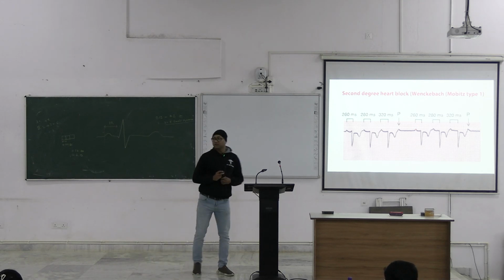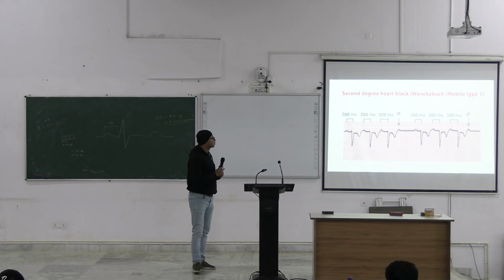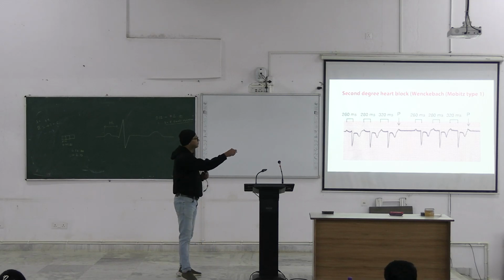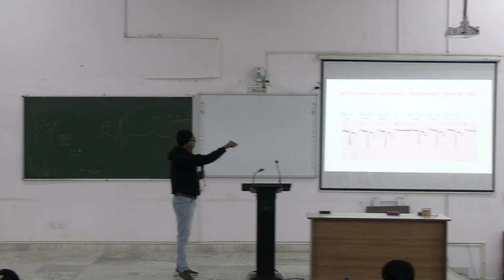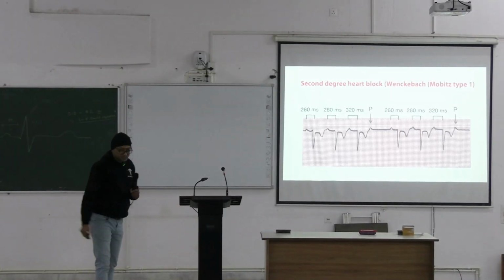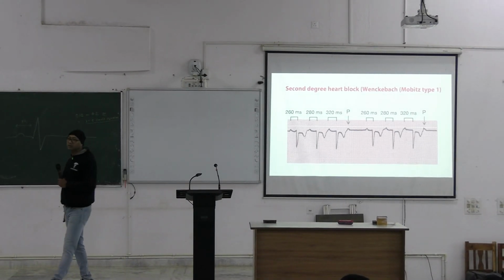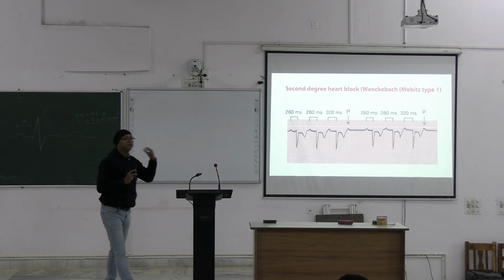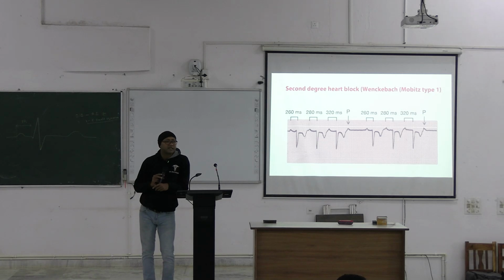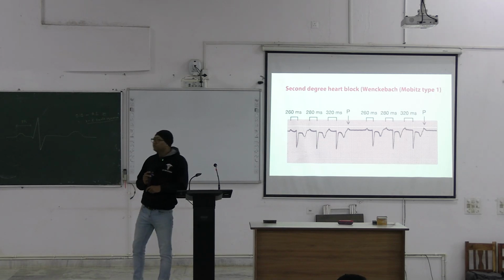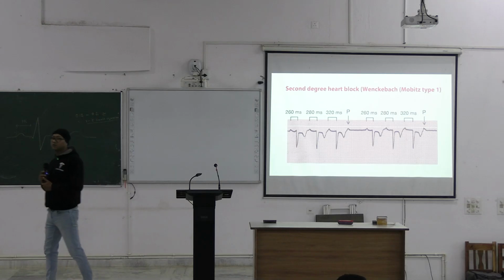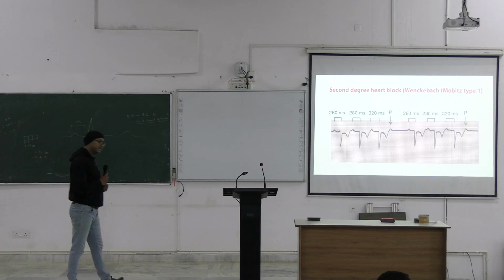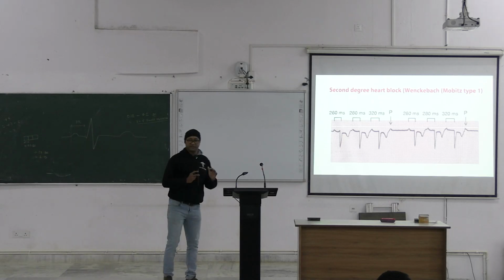In this case, it is called second degree heart block or Wenckebach phenomenon or Mobitz type 1 heart block. The PR interval will increase in subsequent beats until a point where a P wave will not be followed by a QRS complex. Clear? This is second degree heart block, Mobitz type 1. You need to identify that.